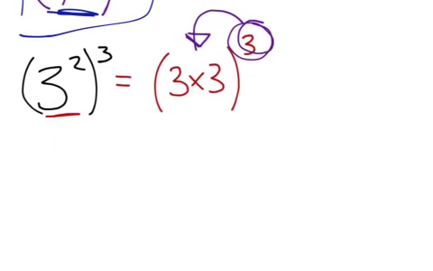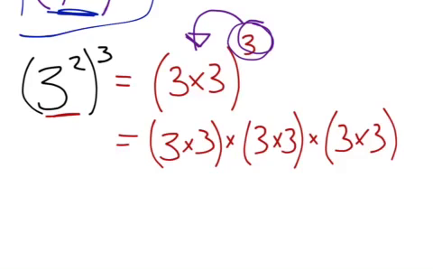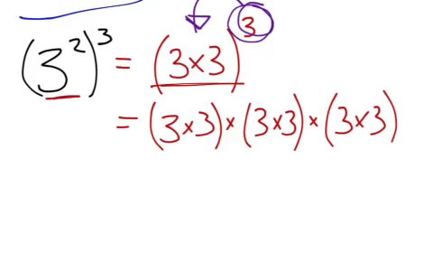So let's write that out. That would become 3 times 3, that's once, times 3 times 3, that's 2 times, and times 3 times 3. Okay, so we've multiplied this base by itself 3 times. Let's take a look at how many 3's there are in total. 1, 2, 3, 4, 5, 6. So if we were to write this as a power, it would be 3 to the power of 6.